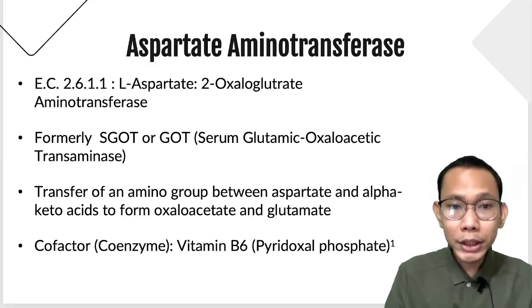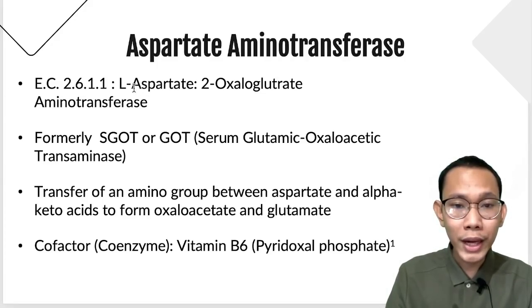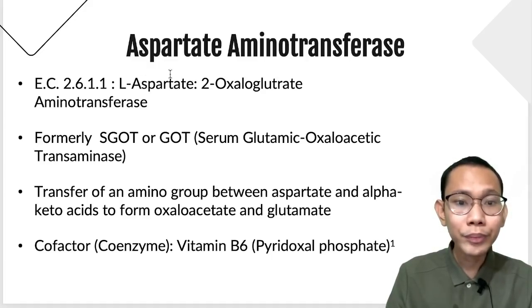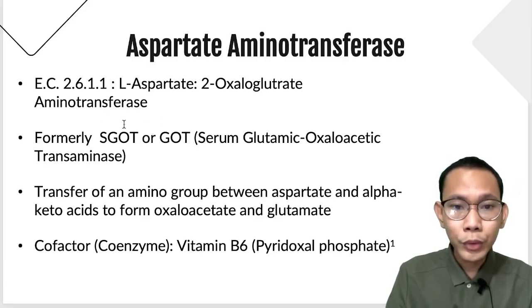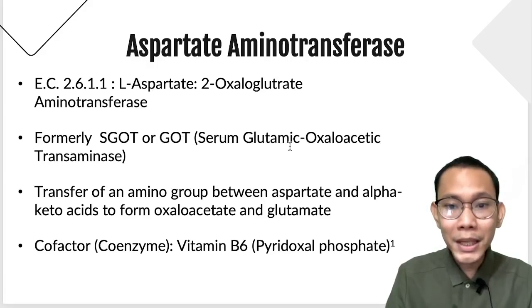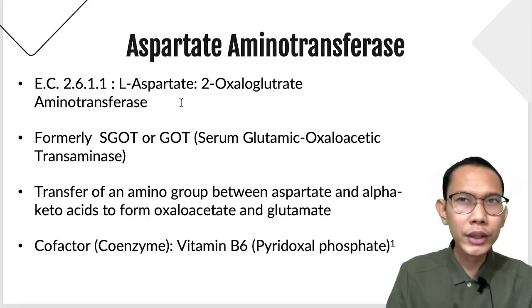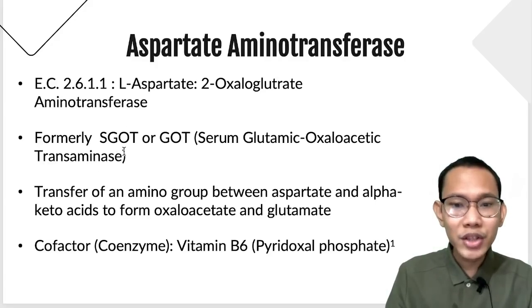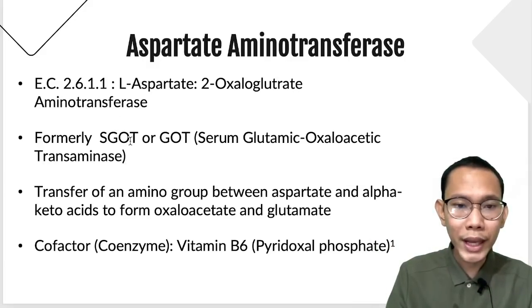So your aspartate aminotransferase has an enzyme commission number of 2.6.1.1, which is L-aspartate 2-oxoglutarate aminotransferase. This is formerly known as your SGOT or GOT, your serum glutamic oxaloacetic transaminase. This is the old terminology, but again, in the majority of laboratory requests, what is still written is SGOT or GOT. So I want you to be familiar with these old terms, because usually they do not write AST on the laboratory requests, especially in the older laboratories. So they're still using your SGOT.